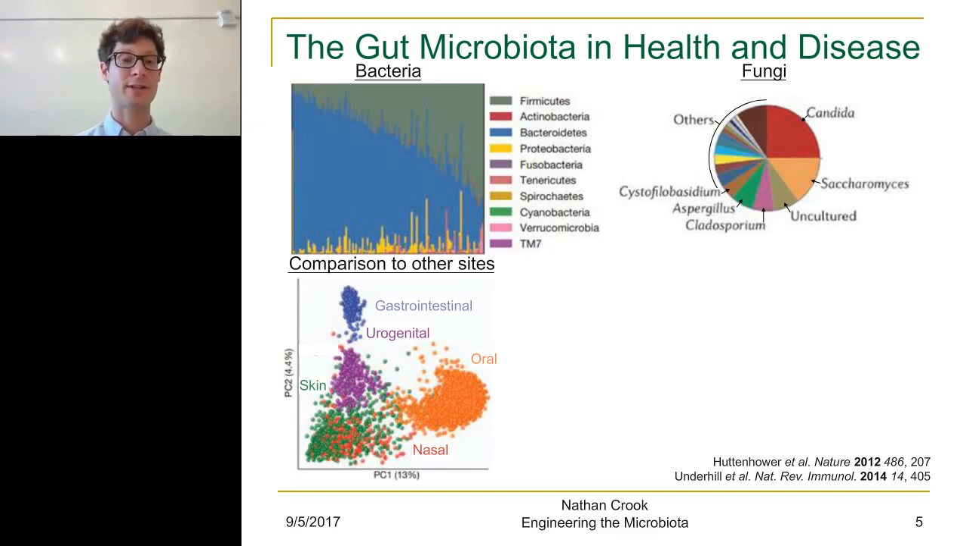If you look at this graph in a qualitative way, you'll see the gastrointestinal tract is very different from our oral microbiome or even our skin microbiome. Interestingly, the urogenital tract exists in the middle between the gastrointestinal tract and the skin.